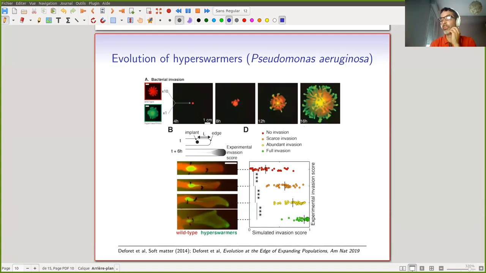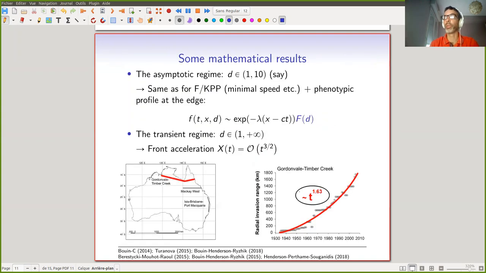Okay, so I will not comment further on that, but this was to illustrate what I had in mind. A few mathematical results to draw the main picture. If you are in the asymptotic regime, your D is bounded by some value 1 and some value 10. Let's say you have a tenfold difference in dispersal ability. It does not depend on those values, of course. Then essentially you get the same result as for Fisher-KPP. You have a minimal speed, you have a front, and it propagates. But what you have in addition is a phenotypic structure, which is part of your equation, and you can compute what it is. I will give more details in the next slide.